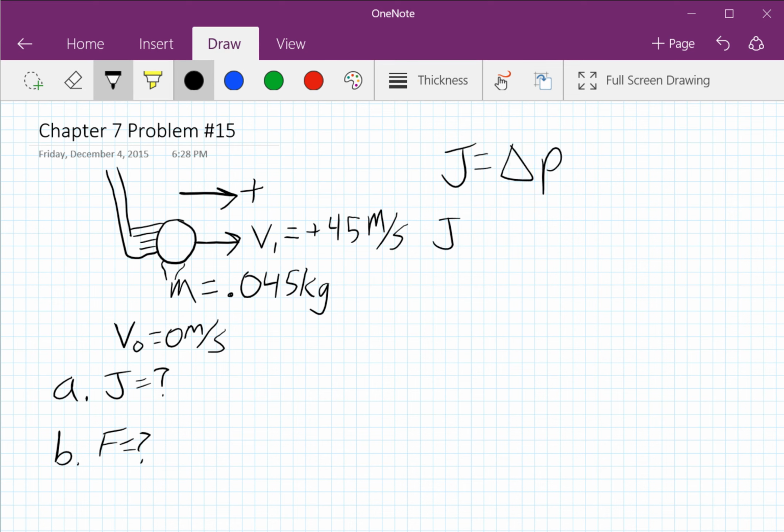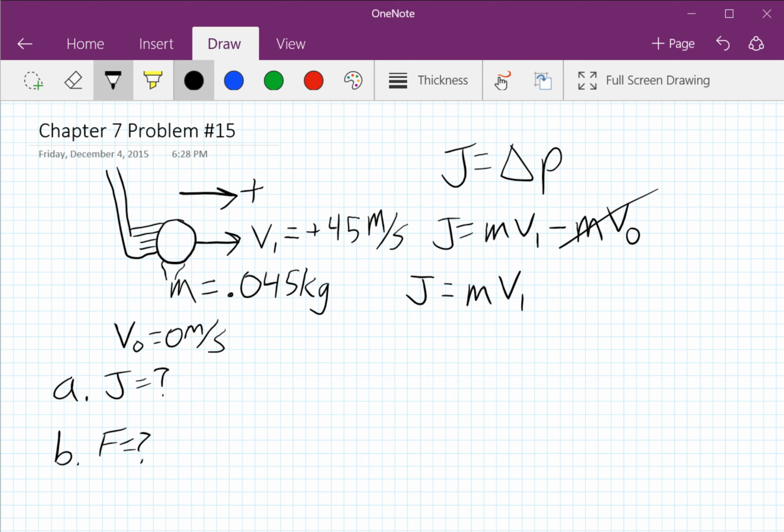In this case, the momentum changed because the velocity changed, not the mass. So the mass of the golf ball didn't change, so I can just go and write mv final minus mv initial. Now that initial term all equals 0, so in this case the impulse would be the mass times the final velocity.